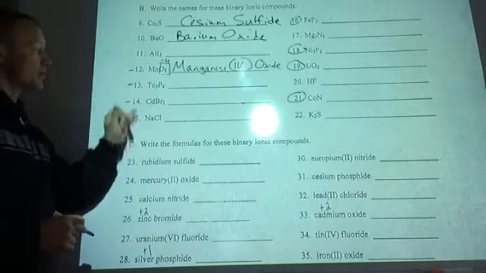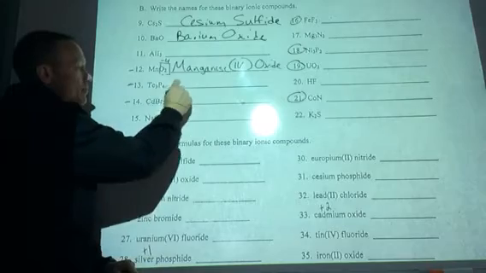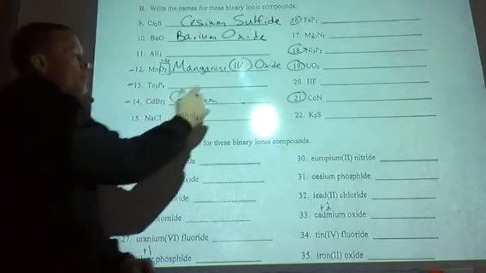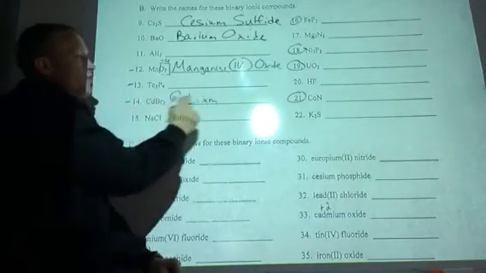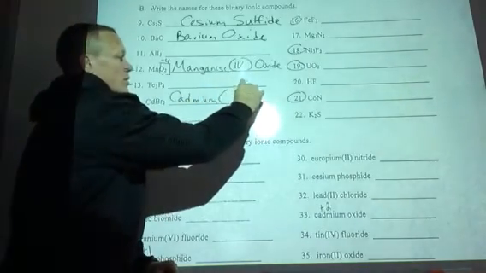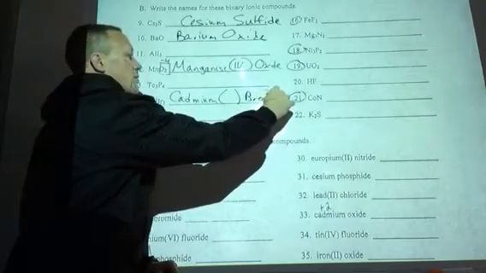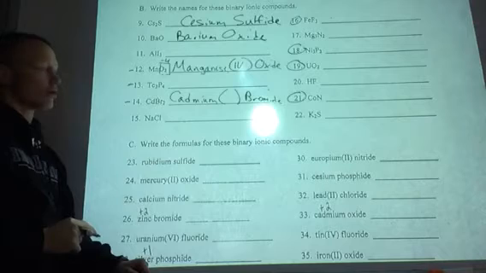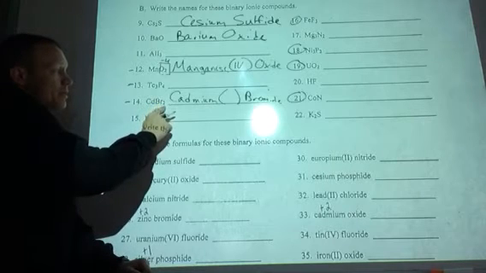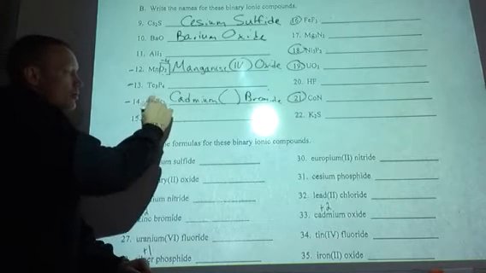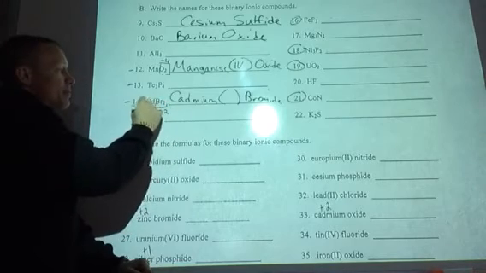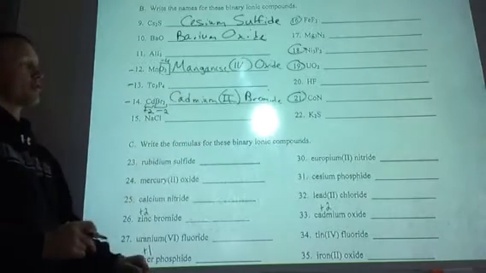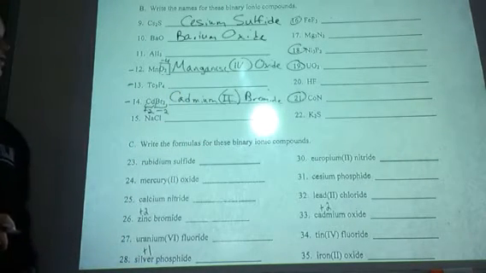I'm going to skip this one. Let's go down here. Cd is cadmium. And Br is bromine. Again, cadmium is a transition element, so we have to include a Roman numeral. Bromine becomes bromide. Again, look up bromine. Bromine is a negative 1 charge, but there are 2 bromines. So the total charge there is a negative 2. That means that cadmium must be a positive 2. So the Roman numeral is a 2. Remember, the Roman numeral tells you the charge on the first element.